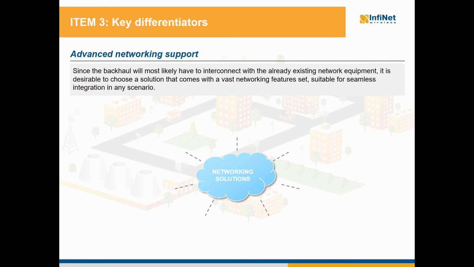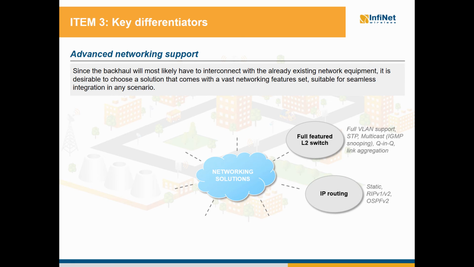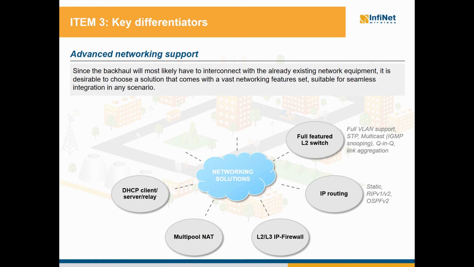As we already know, the Infinet units feature an advanced networking support in order to interconnect with any type of existing network. I mention here the full layer 2 capabilities like VLAN support, STP, IGMP snooping, Q-in-Q, link aggregation, and so on. IP routing is also supported using static routes, RIP or OSPF. L2 and L3 IP firewall capabilities are also included. We have multiple NAT and DHCP services that include client, server or relay capabilities. Tunneling and MAC/IP filtering are also some of the available networking features.